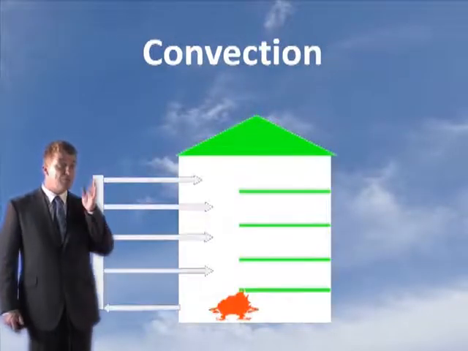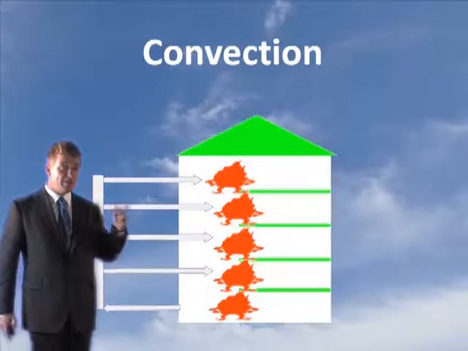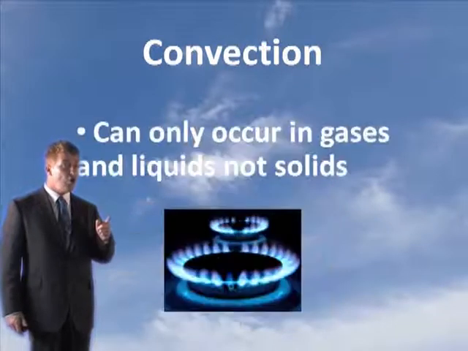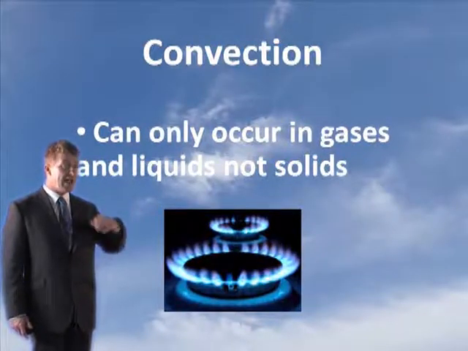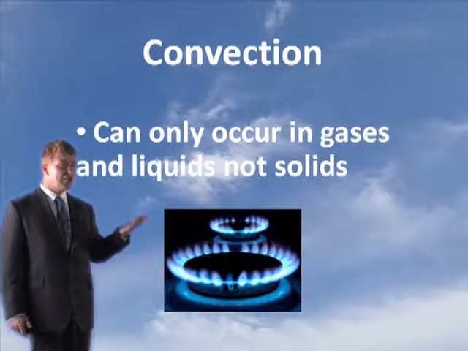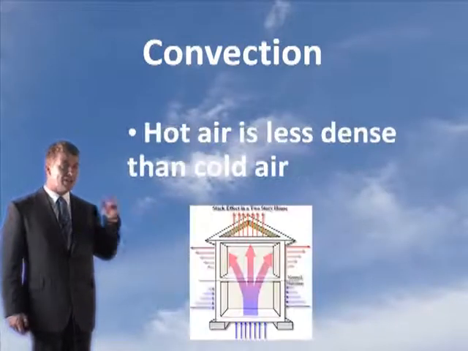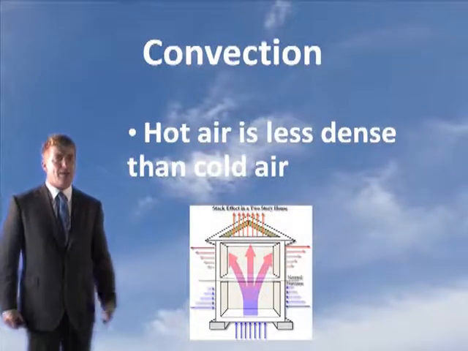This is the most common cause of fire spreading in buildings, convection, hot air rising, the most common cause. Now, it can only occur in gases and liquids, not solids, so solids can't have convection. Convection is due to the fact that hot air is less dense than cold air. Because did you know that air weighs something?